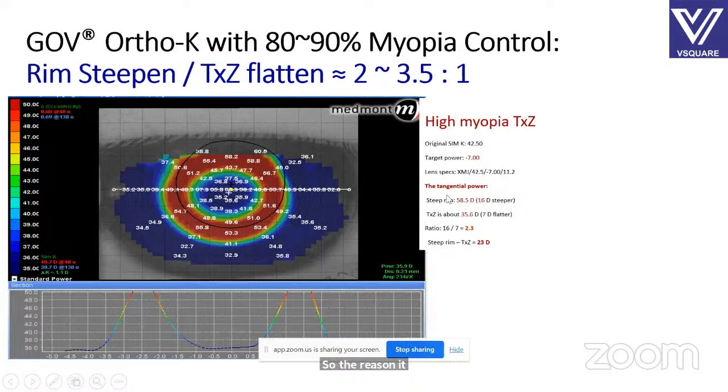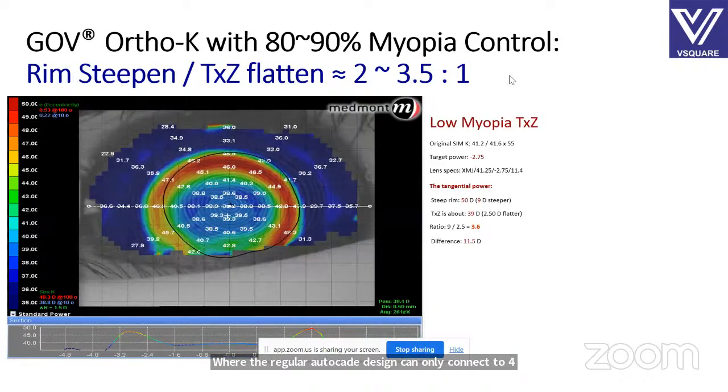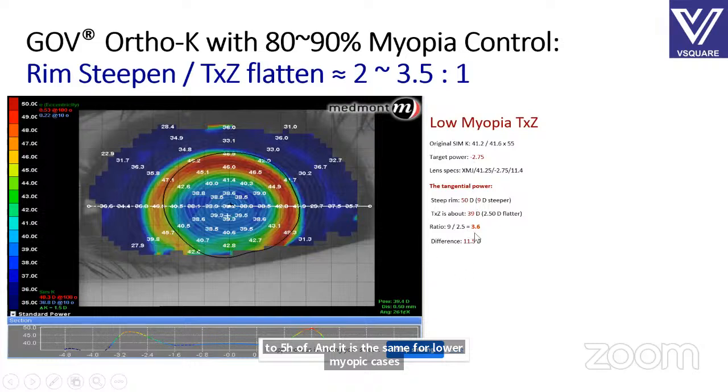The other best part is that the targeted power is -7, whereas regular ortho-K designs can only correct up to 4 to 5 diopters of myopia. It is the same for lower myopic cases. It works much better, where if you see, the inward focusing is 3.6. So the better the inward focusing, the better the myopia slowing down results.